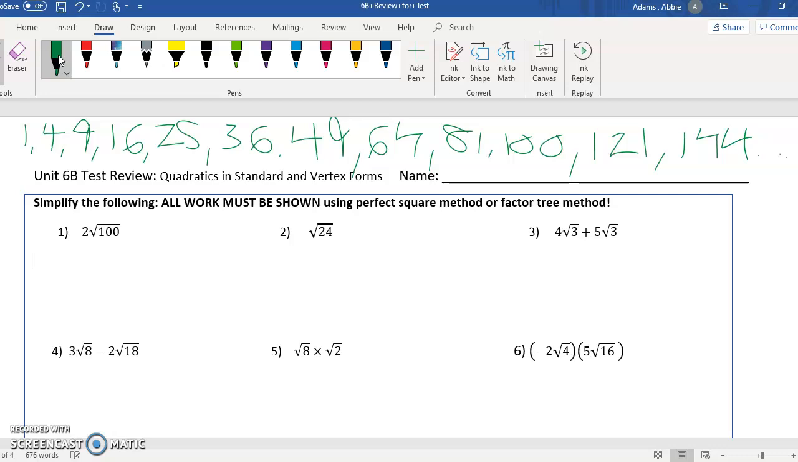We could keep going. The glorious thing is that we have a calculator, so we can actually find some of these perfect squares if we don't really know them. But this wants us to show our work when we're simplifying these radicals. Let's look at the first example.